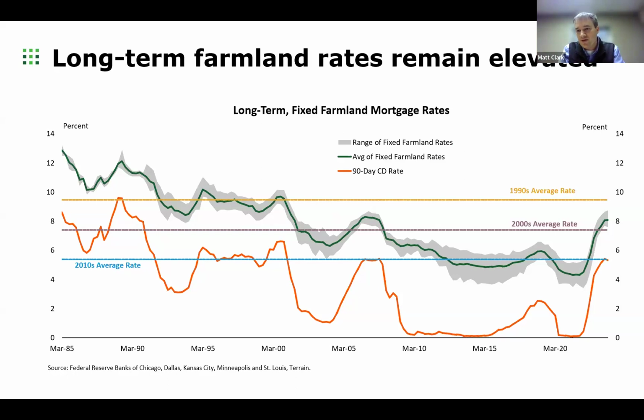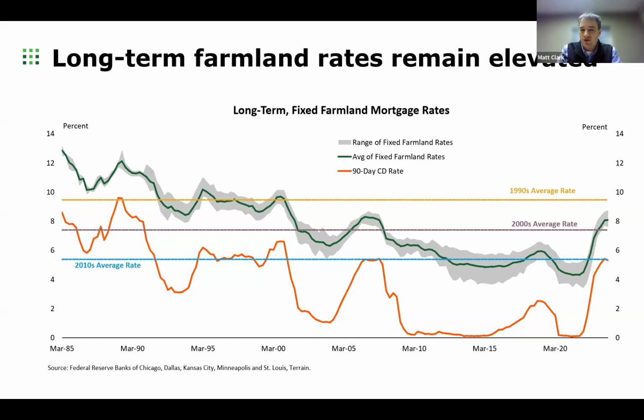A few things stick out to me in this chart that I want to highlight. First, it's obvious that farmland interest rates have increased quite a bit, right? They're above the average that we've seen the last several decades. They're not back to the 1990s levels, but they've increased to the highs that we saw back in kind of that '05, '06 period. So that part's fairly obvious.